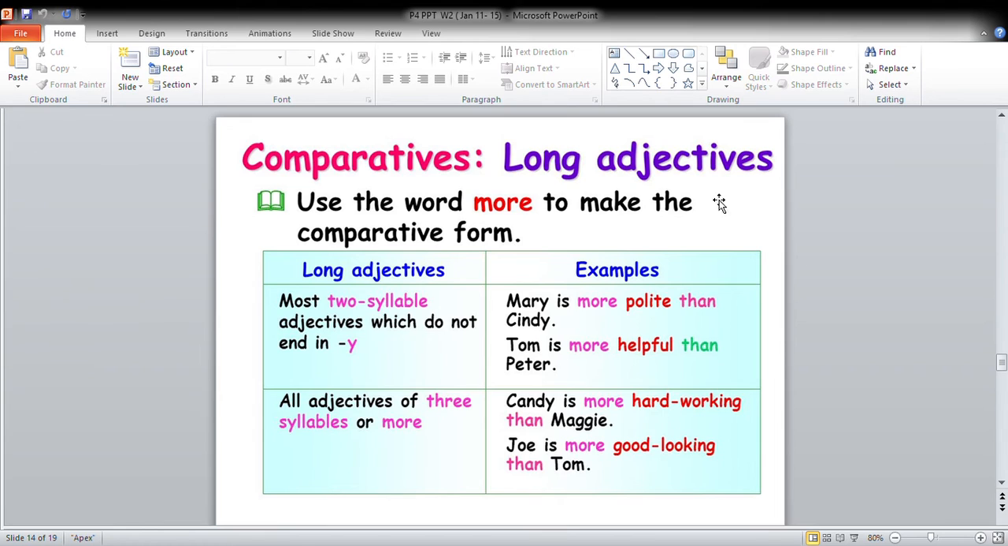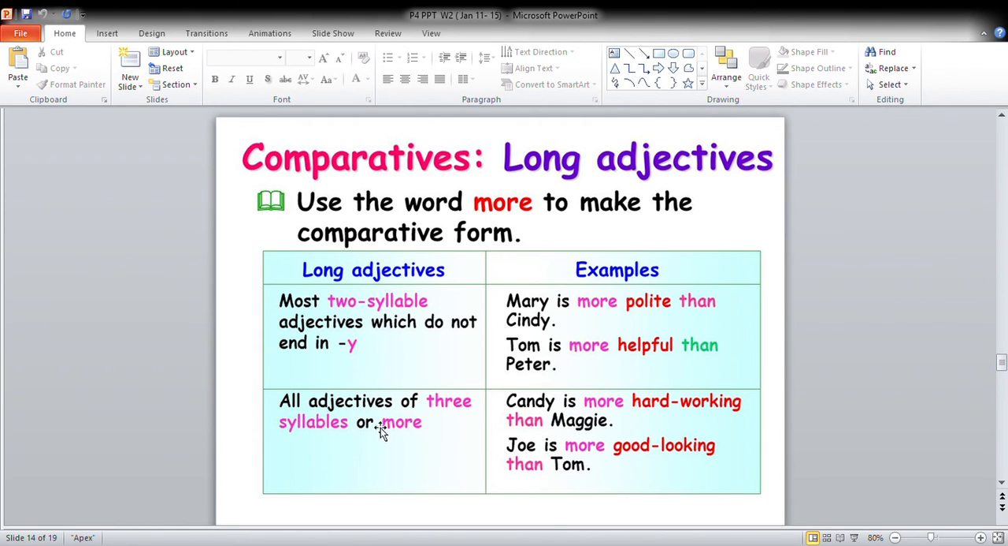How are we going to make long adjectives into comparative form? Use the word more to make the comparative form. Example, most two-syllable adjectives which do not end in y. Example, Mary is more polite than Cindy. Tom is more helpful than Peter.